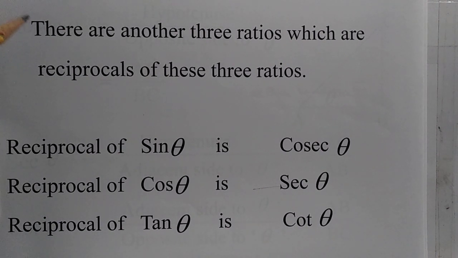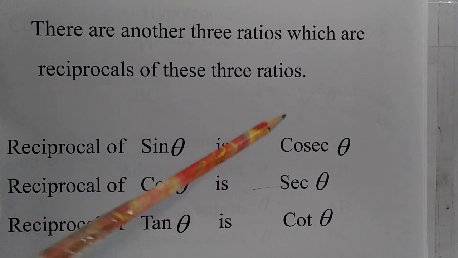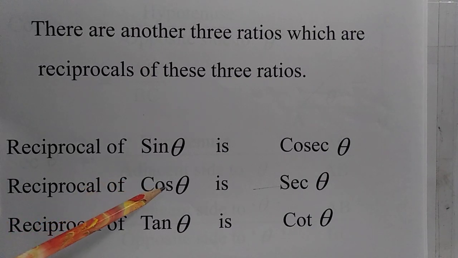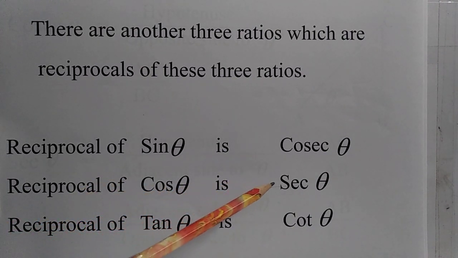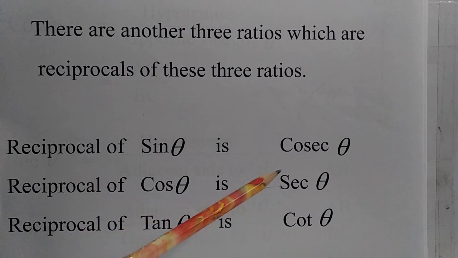There are another three ratios which are reciprocals of these three ratios. Reciprocal of sin theta is cosecant theta. Reciprocal of cos theta is secant theta. Reciprocal of tan theta is cot theta.